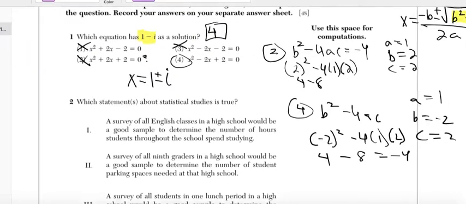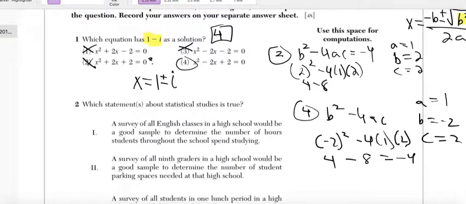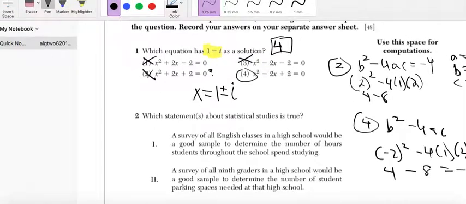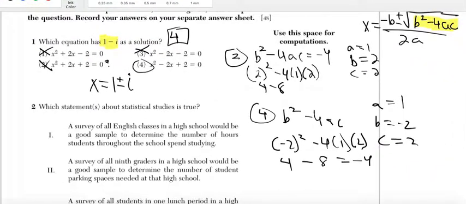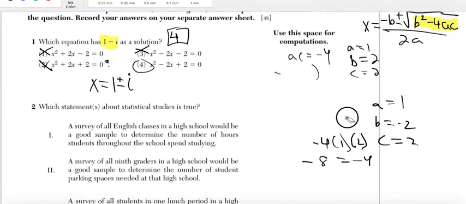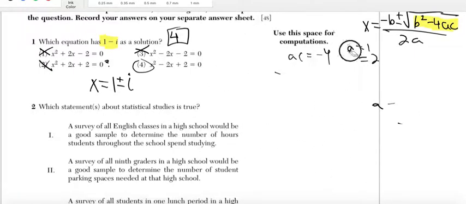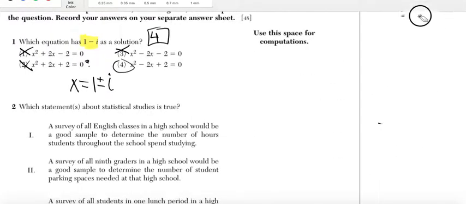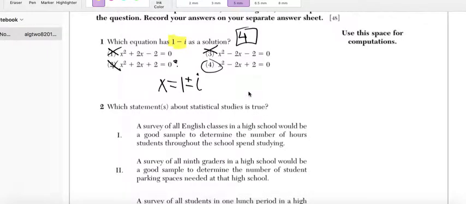Okay, pause the video if you need to at any stage, but I'm going to clear everything out here, because I'm going to need space for the next question. So let's read the question while we're at it, right? Which statements about statistical studies is or are true, depending on how many of them are true? So we just want to find out which one's true.